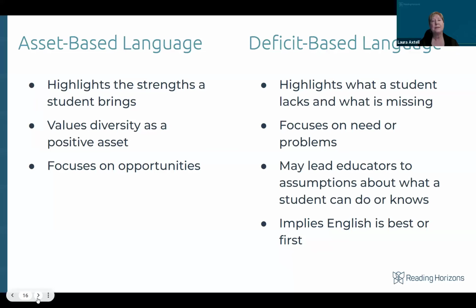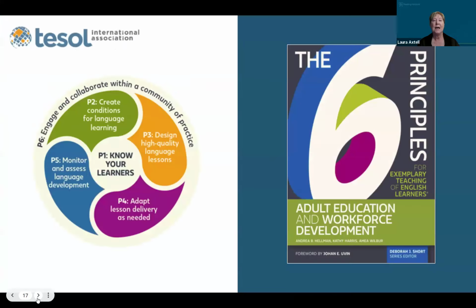Whereas when we look at it from deficit-based language, which often happens in America, honestly, and I'll just point to the last one, which implies that English is best or first. One of the examples that I hear all the time is when we're talking about what side of the road people drive on. In America, we drive on the right, and I will hear people say, oh yeah, they drive on the wrong side of the road. It's not wrong, it's different. And that belief that if it's not the way we do it, that somehow it's wrong, is, I think, our first real focus: making sure that we understand that it is a benefit to have more than one language.